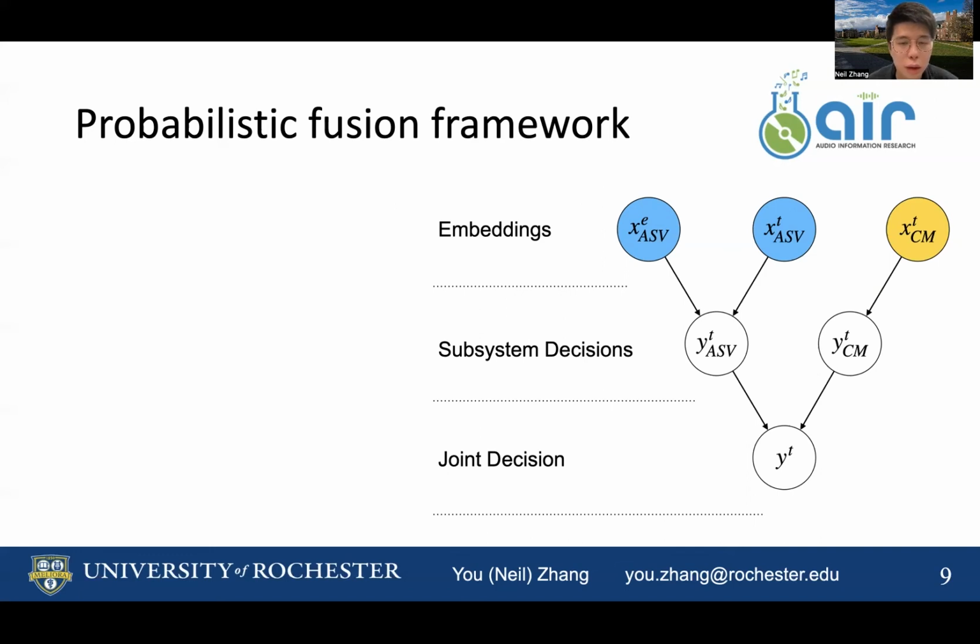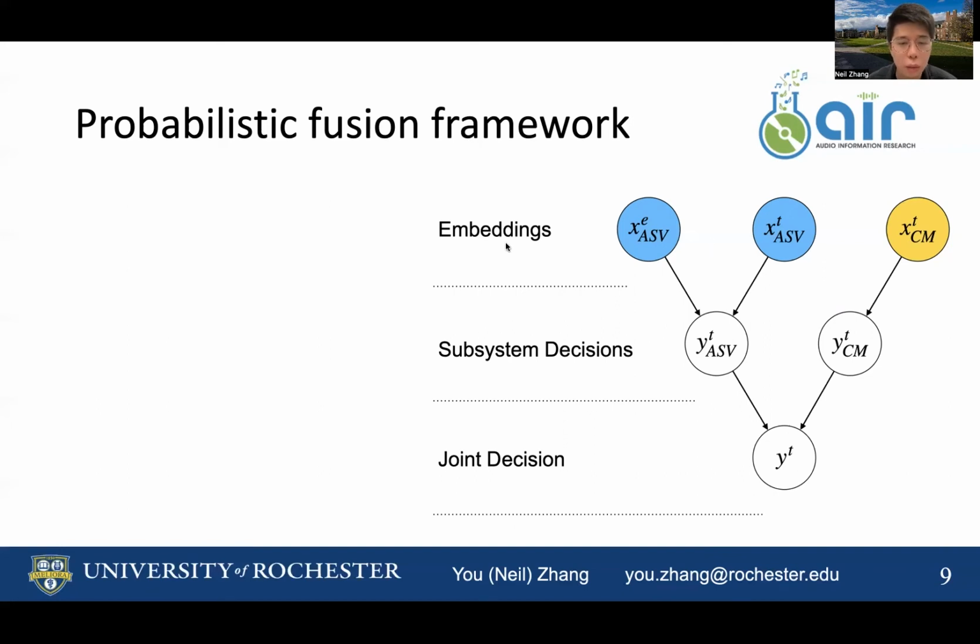So we assume that there are some hidden states between the embeddings and the joint decision. We call them subsystem decisions. X_ASV^E and X_ASV^T will determine Y_ASV^T. This is to decide whether the test utterance is from the target speaker. If it is from the target speaker, then Y_ASV^T equals 1, and if not, Y_ASV^T equals 0. And similarly, Y_CM^T is used to determine whether the test utterance is bona fide speech. If it is bona fide speech, Y_CM^T equals 1. If not, Y_CM^T equals 0.